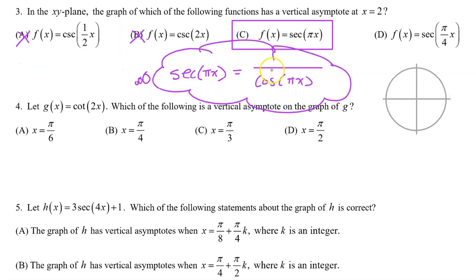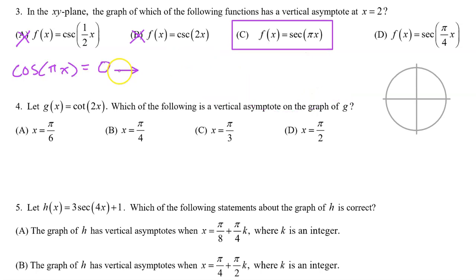For option C, we think the secant of pi x is equal to 1 over the cosine of pi x. This function will have a vertical asymptote where the denominator, cosine pi x, is equal to 0. In other words, the vertical asymptotes will be the solutions to this equation. First, we solve for pi x by asking ourselves the cosine of what is equal to 0. On the unit circle, cosine is the x value, and x values are equal to 0 here and here. So pi x will equal pi over 2 or 3 pi over 2.